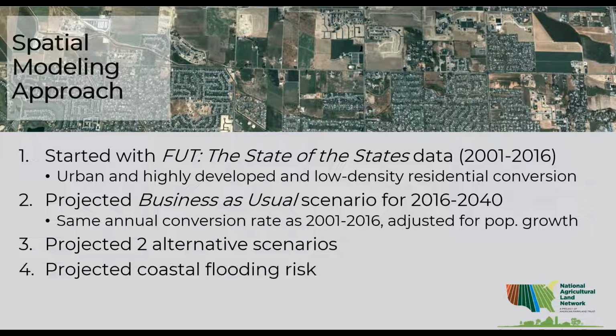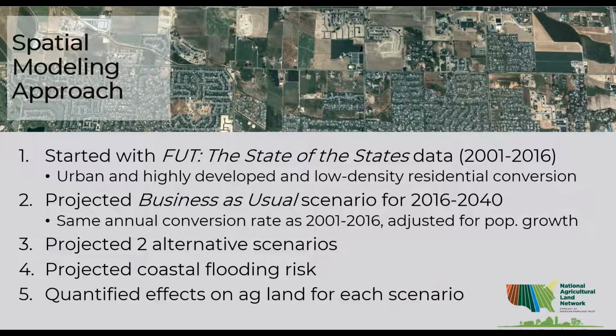In each of the three scenarios, we also mapped the coastal flooding risk that is projected by sea level rise. Once we had our projection of conversion and flooding risk, we quantified the effects of these scenarios in two different ways. We looked first at what was going to be the impact on the type of agricultural land, so cropland or pasture land or rangeland or woodland associated with a farm or ranch. We also looked at the quality of the land that is likely to be converted using an index that we created in our last report, a productivity, versatility, and resiliency index, which we'll talk about in a minute.